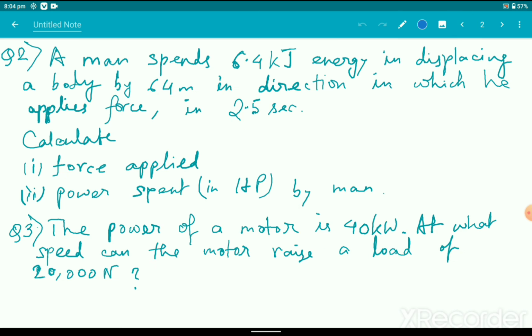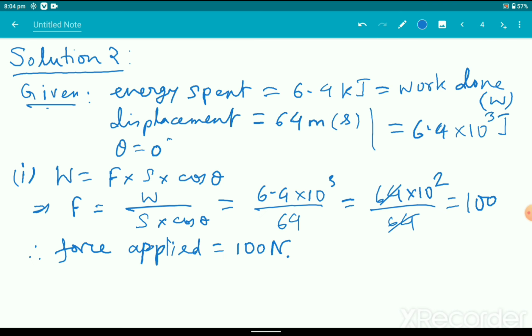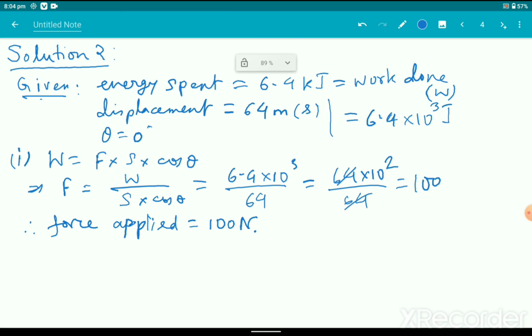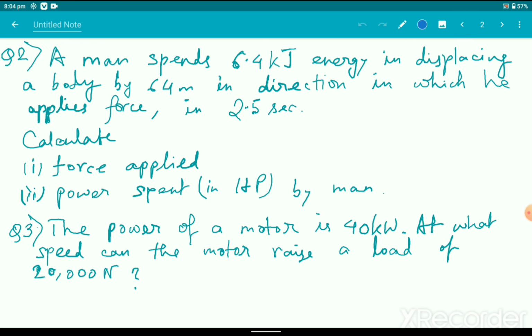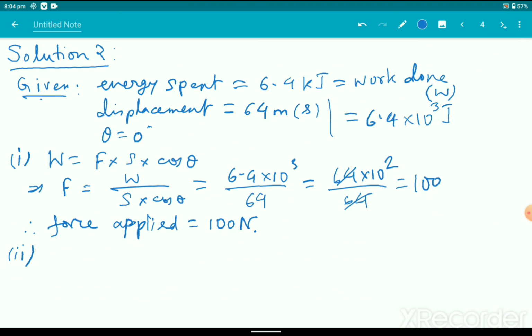In the second part of the problem, it has been asked the power spent in horsepower by the man. First of all let us find the value of power in SI units. We know the formula of power is work by time. Time is 2.5 second. So given time T is equal to 2.5 second, and power is equal to work by time.